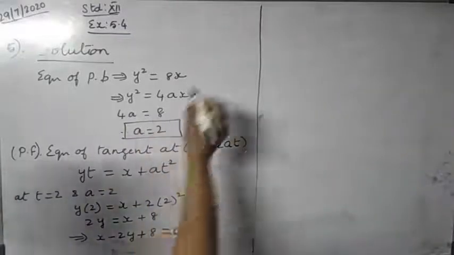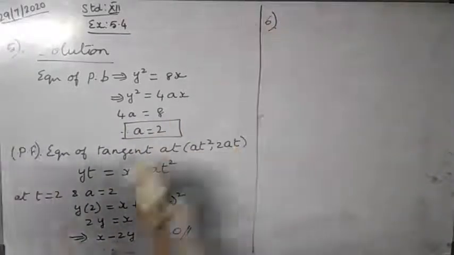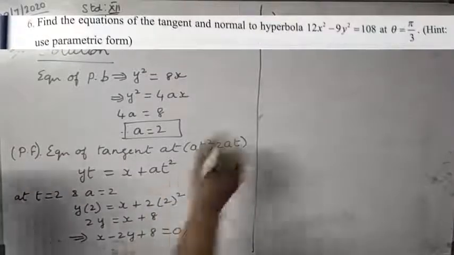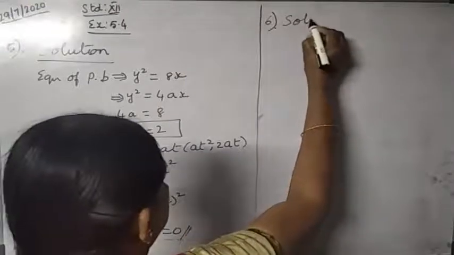Now let us go to question number 6. Now let me read the question. Find the equations of tangents and normal to the hyperbola 12x square minus 9y square is equal to 108 at theta is equal to pi by 3. Now let us see the solution.